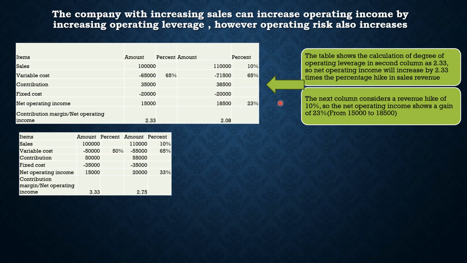The next column considers a revenue hike of 10%. So the net operating income shows a gain of 23%, that is from 15,000 to 18,500, which is exactly a 23% gain.